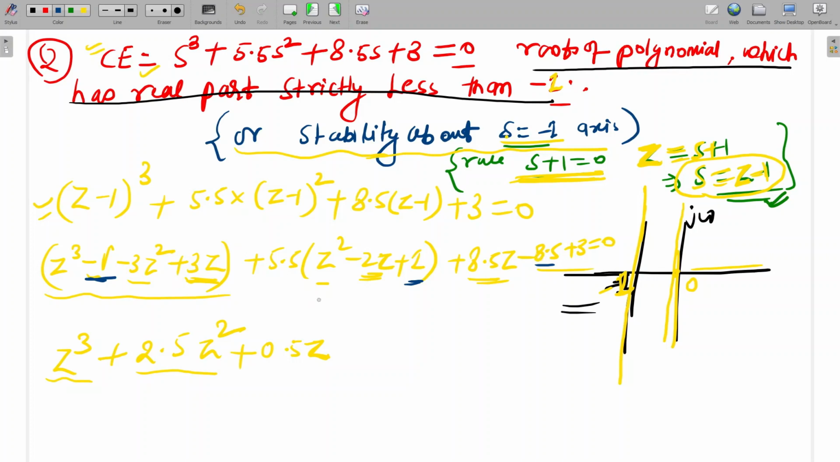Minus 1, sir. We are getting minus 1. Okay, this will be minus 1. So now our characteristic equation will be this. If we apply the RH criteria to this characteristic equation, that will give the roots.